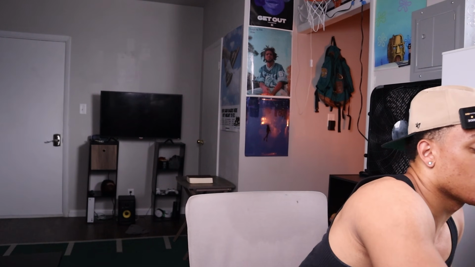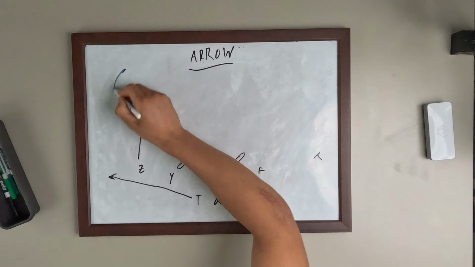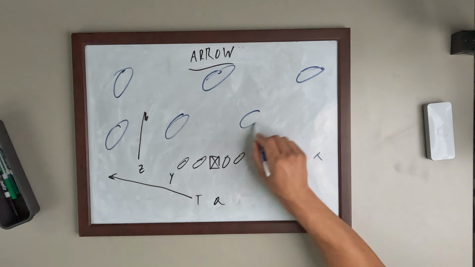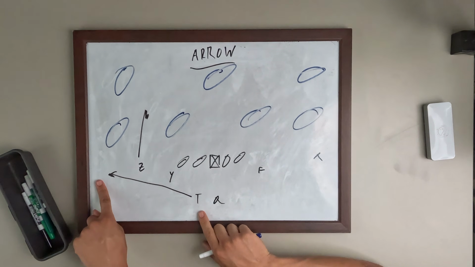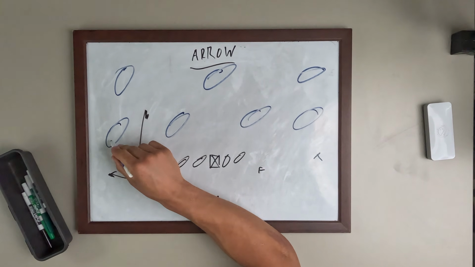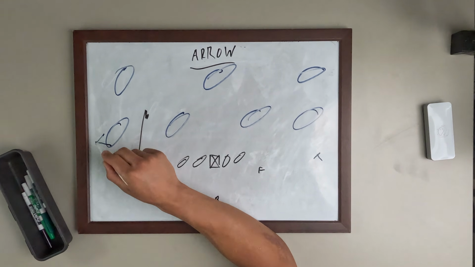So let's say that the defense were to be in some sort of zone coverage. Let's just call it a cover 3. So this just means that you're going to have your 3 zones deep over the top and 4 zones underneath. So with this running back pushing all the way to the flat, it's going to force this widest zone to have to expand with this arrow route.